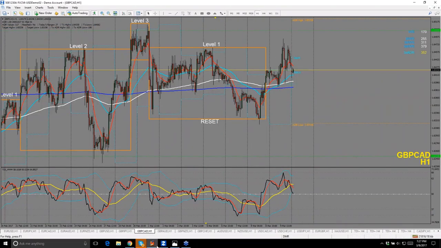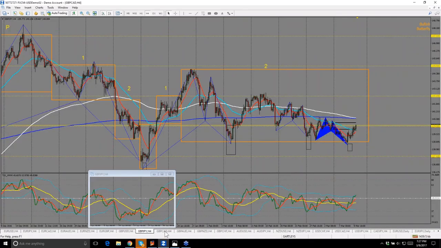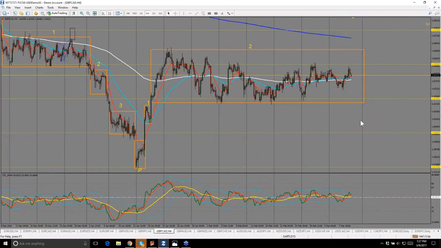GC. So GC, 4 hour. We've had this in level 2 for ages. The 50-200 has finally flipped back to the upside. The bias now is to the long side. It's always been to the long side, but now you can actually trade the long because of the 50-200 back to the upside. If the 50-200 is to the downside into level 2, I don't like taking those longs.